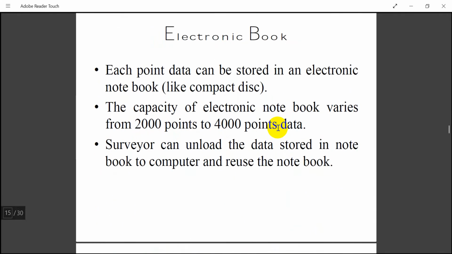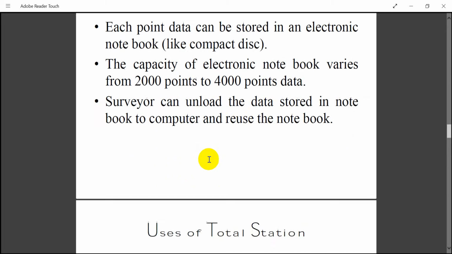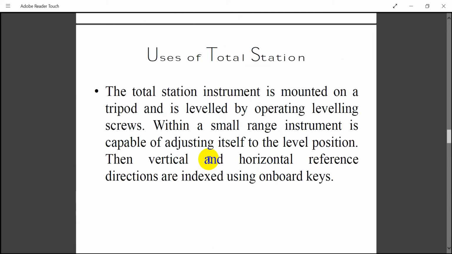Okay, the electronic notebook. The capacity of the electronic notebook varies from 2000 to 4000 data collection points. So it has a storage system that can collect 2000 to 4000 points of data. Later, if you transfer those data to your system, you can easily erase it and start again. The surveyor can unload the data stored in the notebook to a computer and reuse the notebook. That's it.